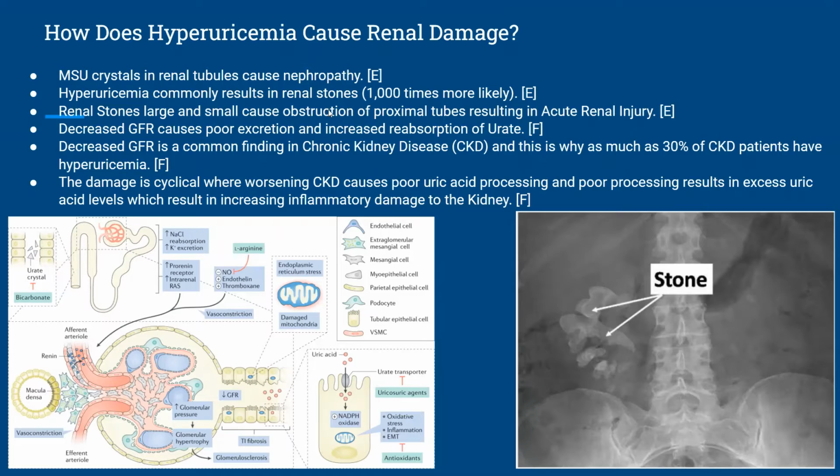And if we do have stones, then we have obstruction. And if we have obstruction of those proximal tubules, then you have swelling and inflammation. That swelling and inflammation causes remodeling to occur. You can have acute renal injuries and then chronic renal disease that's caused because of these changes.